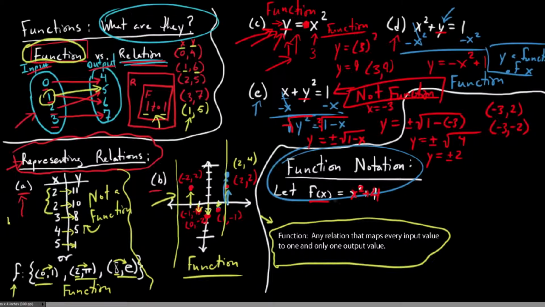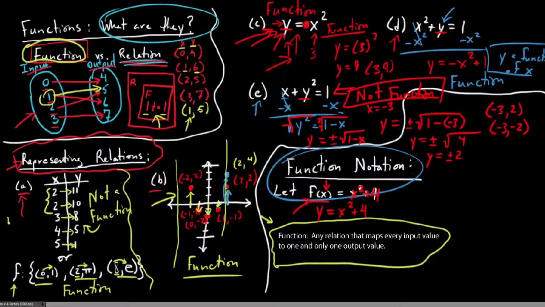X squared plus 4. I want everybody to know that this is the same thing as saying y equals x squared plus 4. So we're saying y is a function of x, and therefore we'll call this function f. The name of the function is f, but we're saying this is the y value at a given x value. So f of x is the function value at this specific x value.